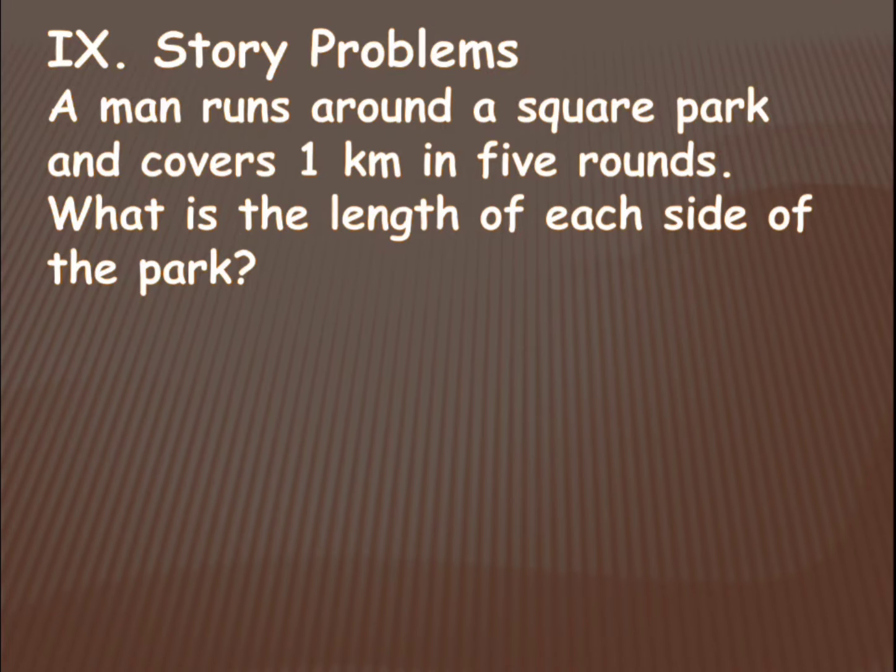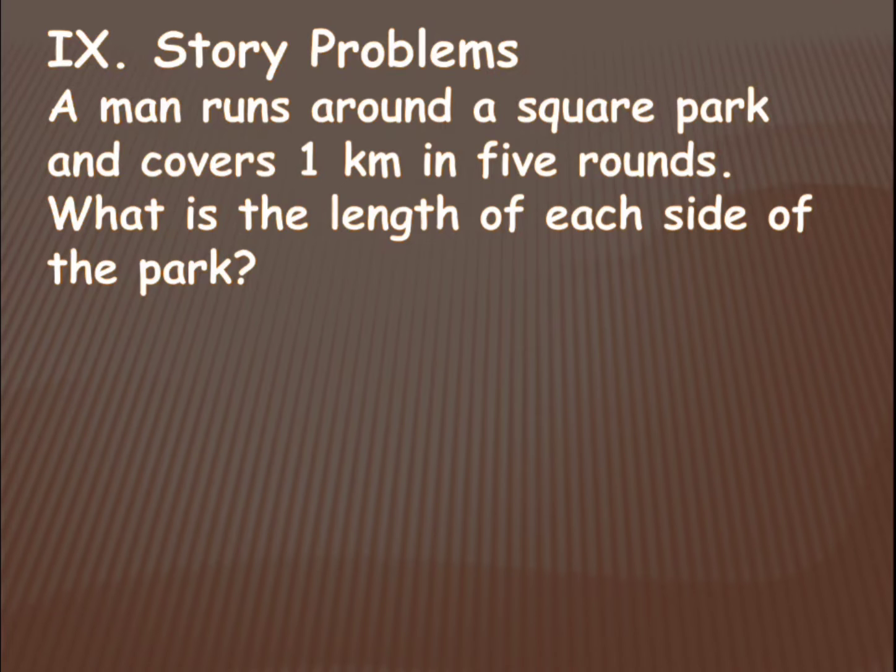Okay, first, a man runs around a square park and covers 1 kilometer in 5 rounds. So what is the length of each side of the park? So here, children, they are telling, see, if a man is running, he runs on the perimeter of a square. He will not cover the area, isn't it, children? If he were covering the area, then they would have mentioned that the man runs in the square park covering the whole area. But here it says around a square park, which is nothing but the perimeter.